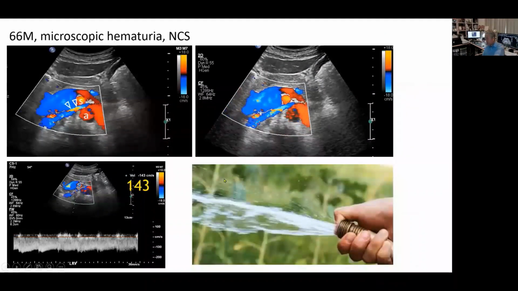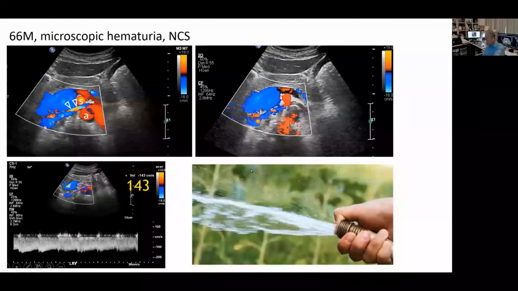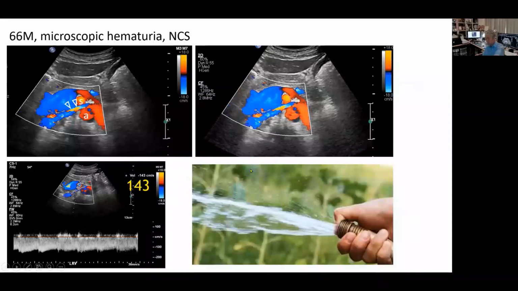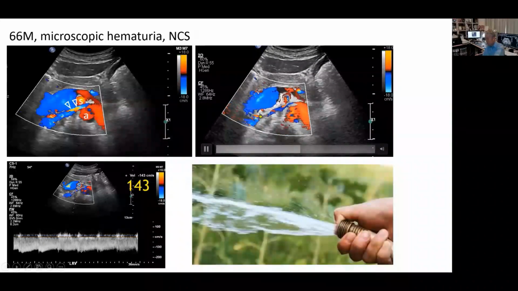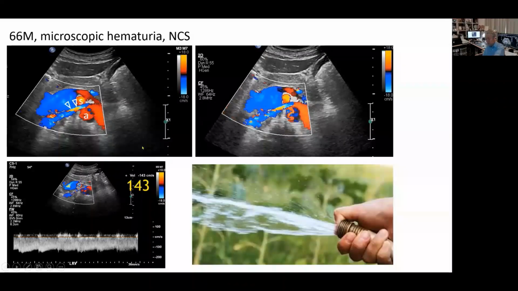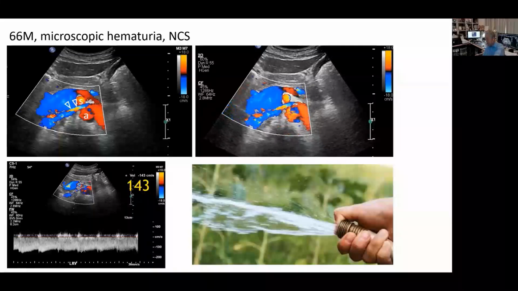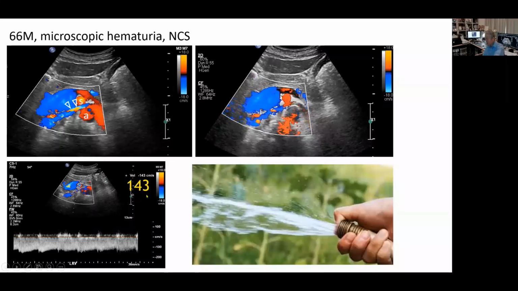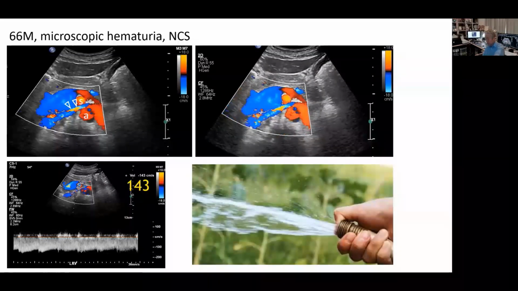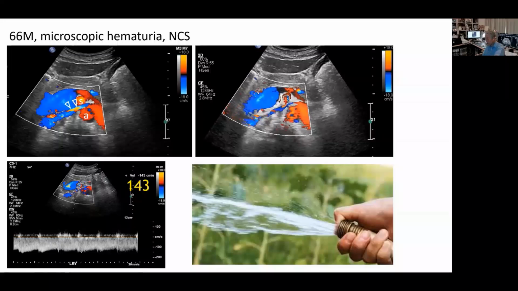A 66-year-old man with microscopic hematuria without other cause for this hematuria. Color Doppler ultrasound well shows bright colored jetting flow from the compressed aorta mesenteric left renal vein, and the peak flow velocity was 143 centimeters per second, which is much higher than the normal velocity of 40 to 50 centimeters per second. And then we can make a diagnosis of Nutcracker syndrome without an invasive catheterization.